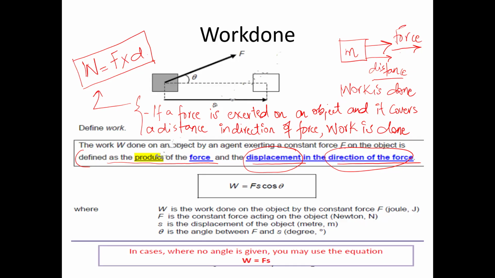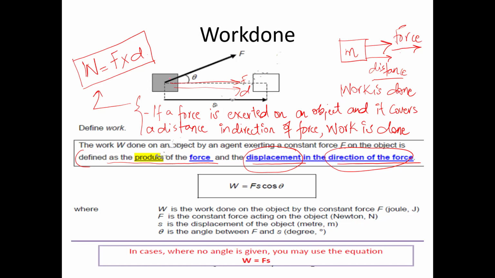So the question is, yes, some work is still going to be done to some extent, but the maximum work is only done when force and displacement are in the same direction. So let's say there is one force in this direction and the distance is also covered in this direction. Only then will the maximum work be done.